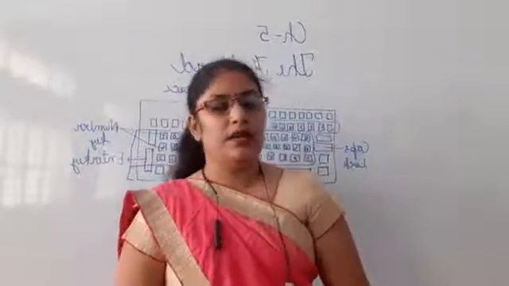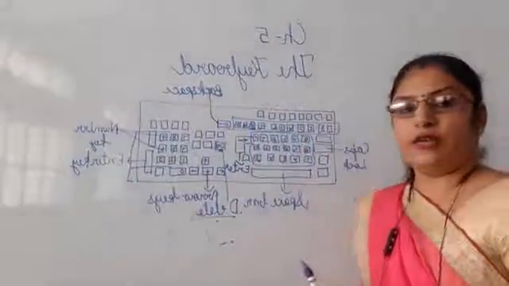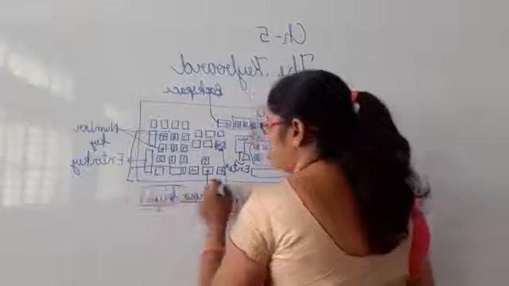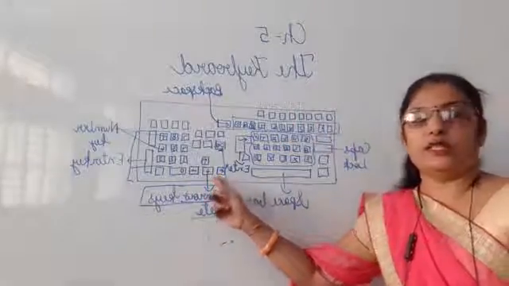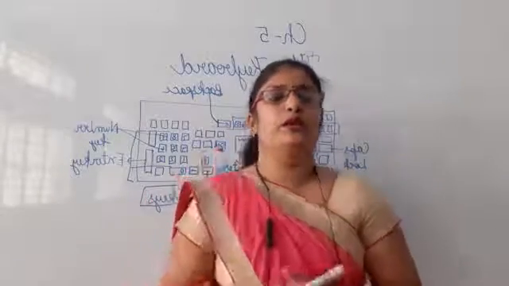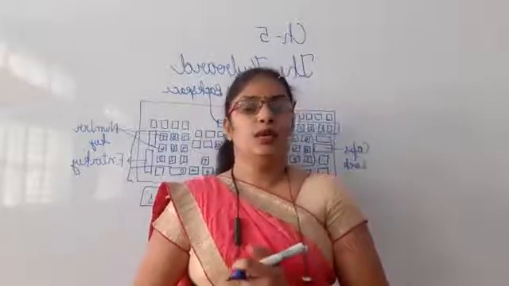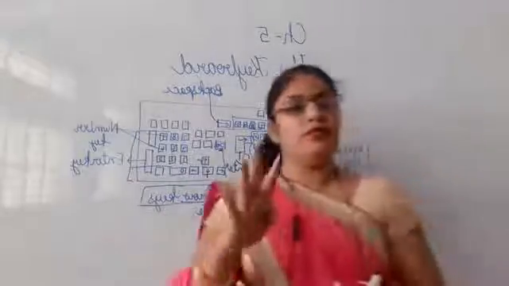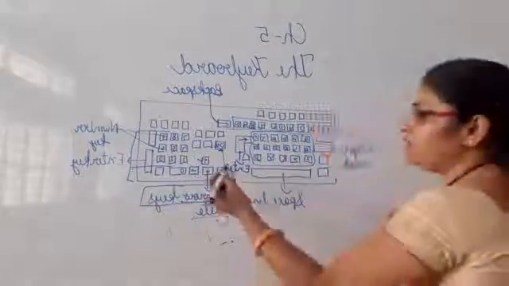Now in the last we will learn about the arrow keys. What are the arrow keys? Where can you see the arrow keys? These are the arrow keys. Now on the keyboard there are 4 arrow keys. They represent the 4 directions of typing.